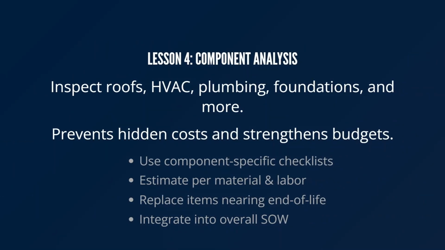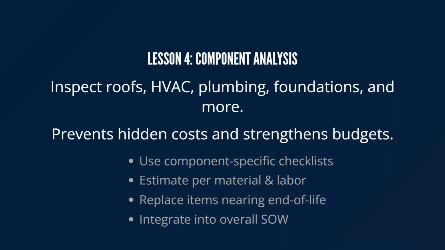Slide 4 focuses on major property components. Every property has around 25 key areas: roofs, plumbing, HVAC, foundations, and so on. Inspect each systematically, assign costs based on material and labor, and account for items nearing the end of their life. For example, an old roof might cost $108 to $350 per square to replace. By integrating these checks into your SOW, you're no longer guessing, you're budgeting with foresight. The lesson here is simple: understanding the parts strengthens the whole.